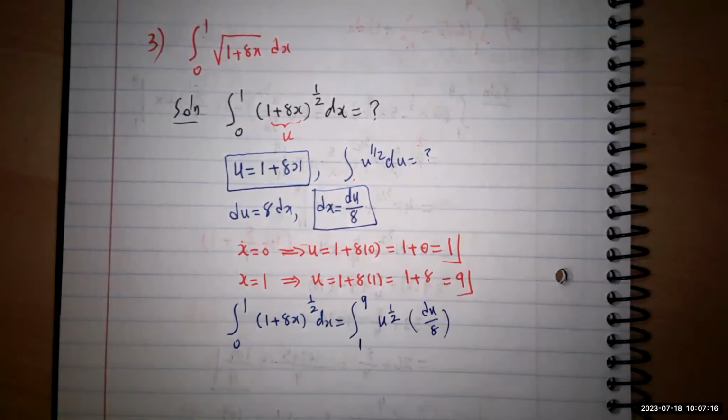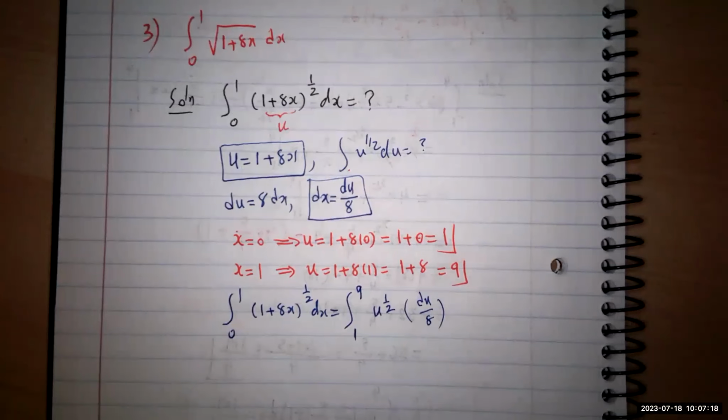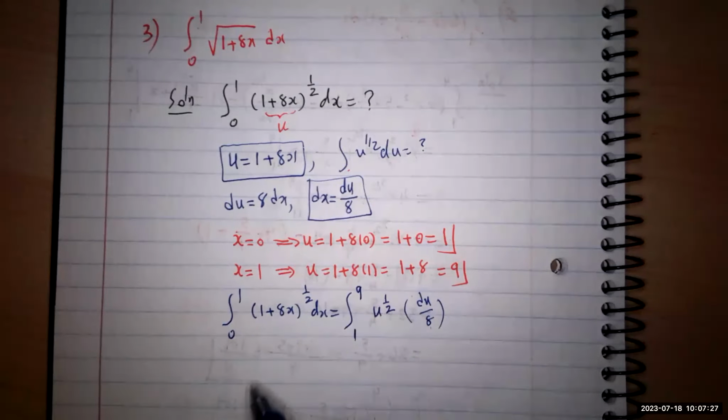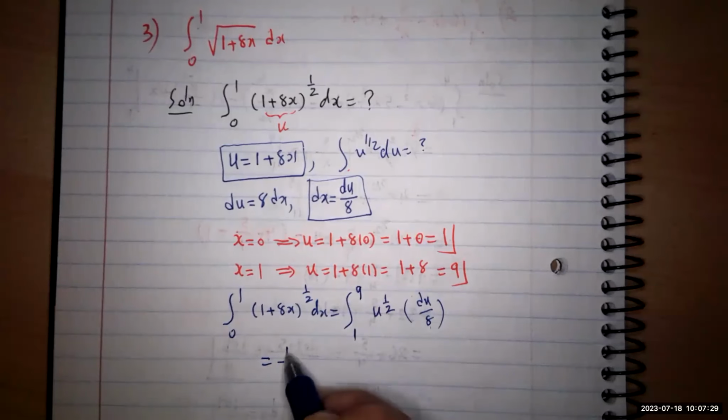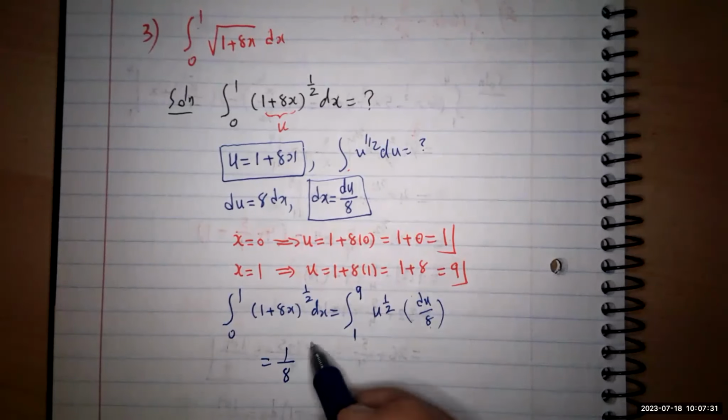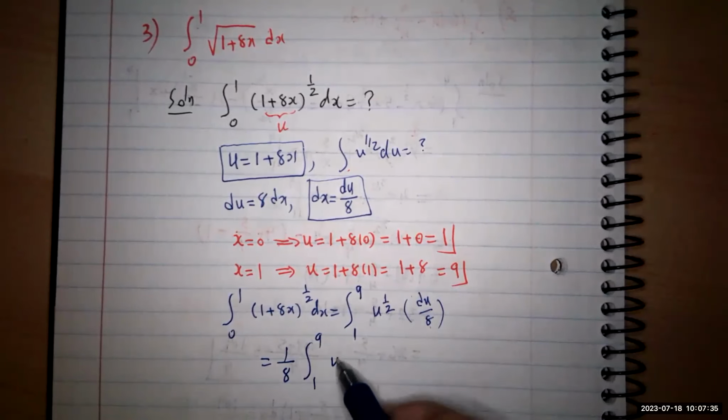You see? Easy integral to operate. You cannot simplify it, but there is an extra part, 1/8. Remember? You pull out the 1/8, and you get your target: 1/8 integral from 1 to 9 of u to the half du. Any question?